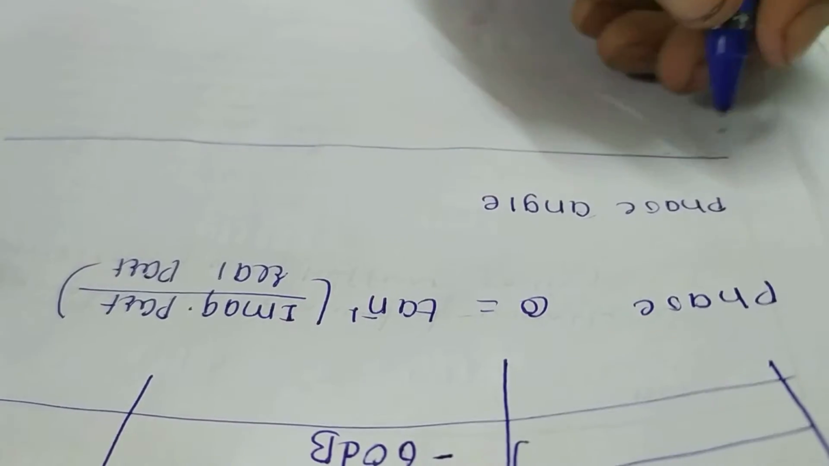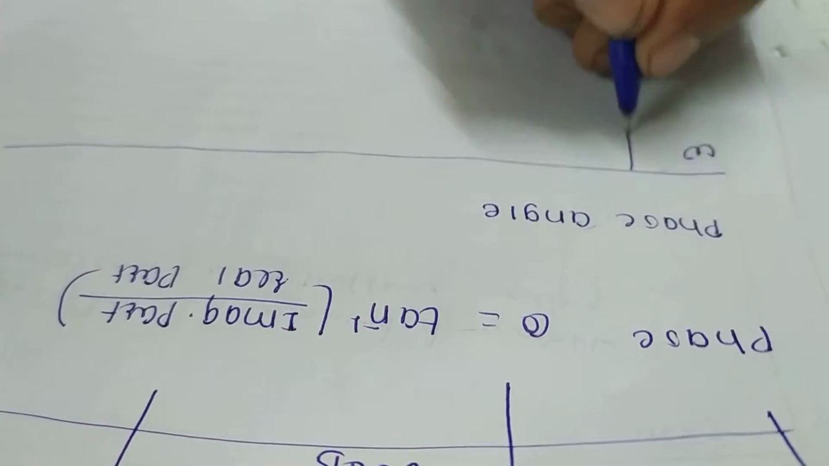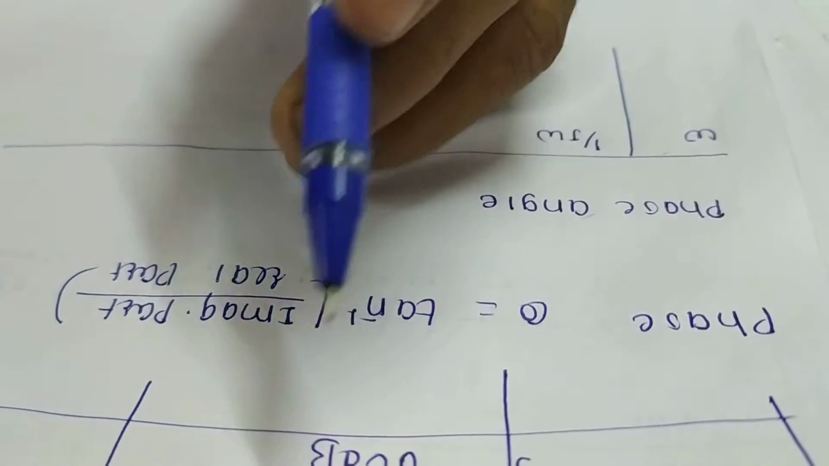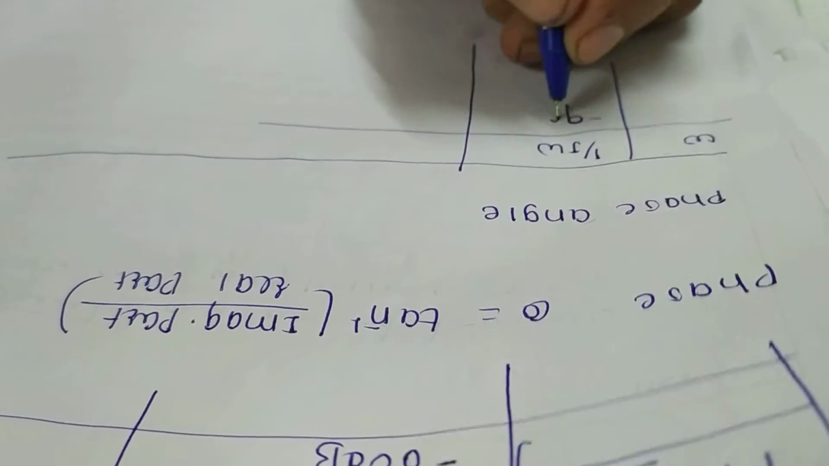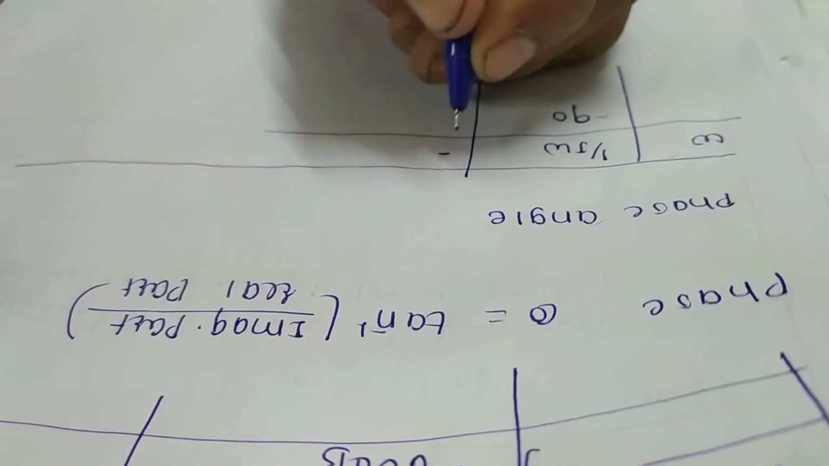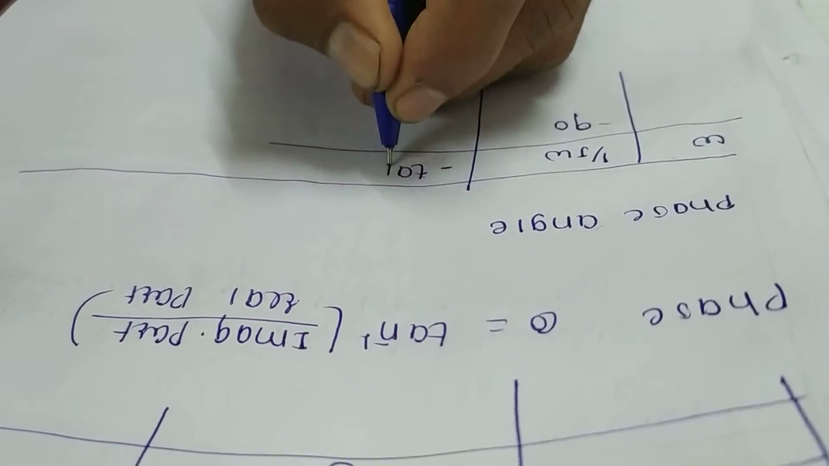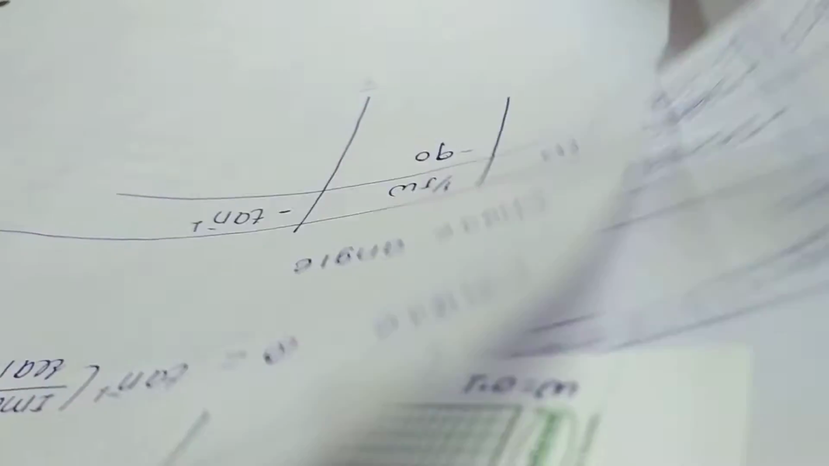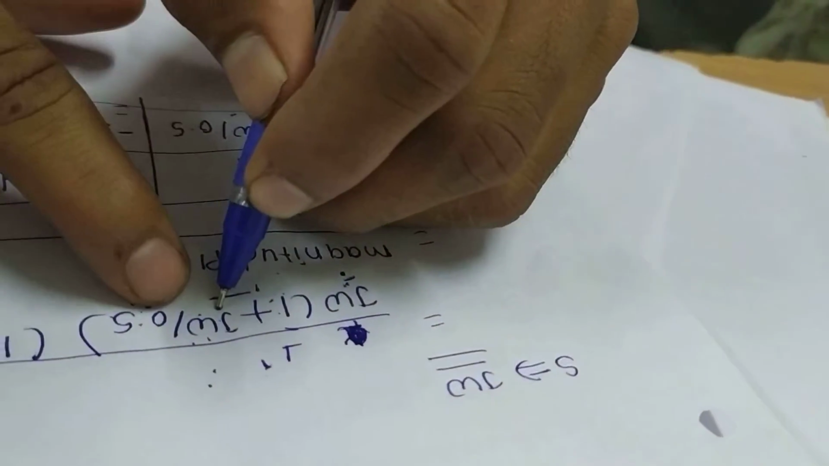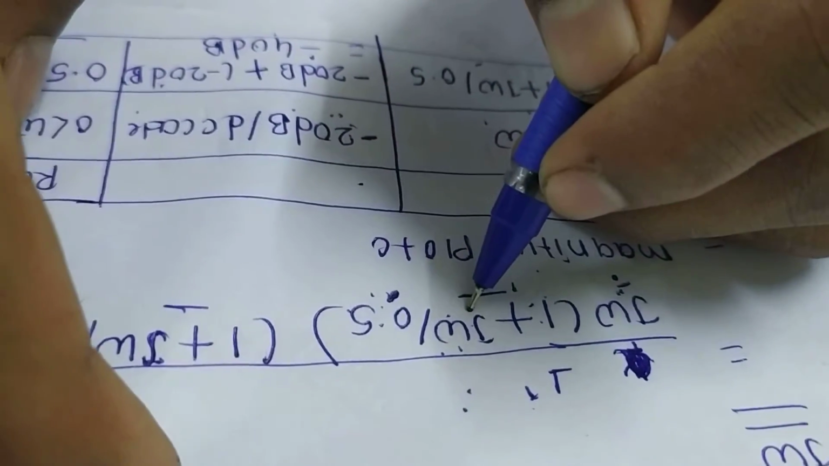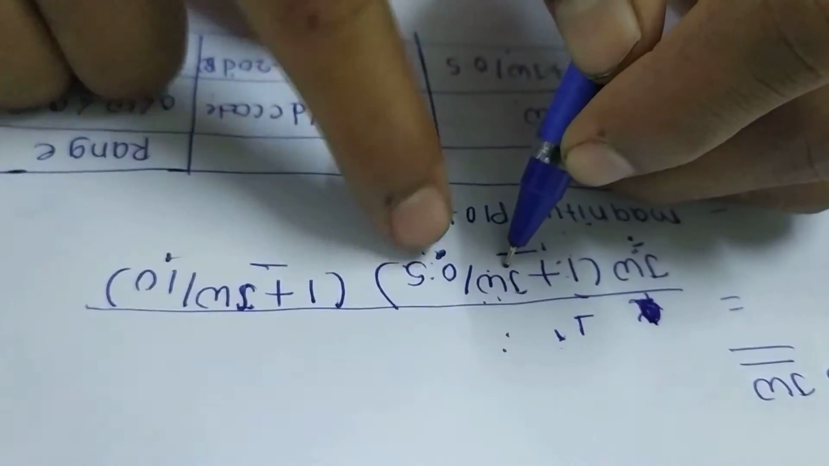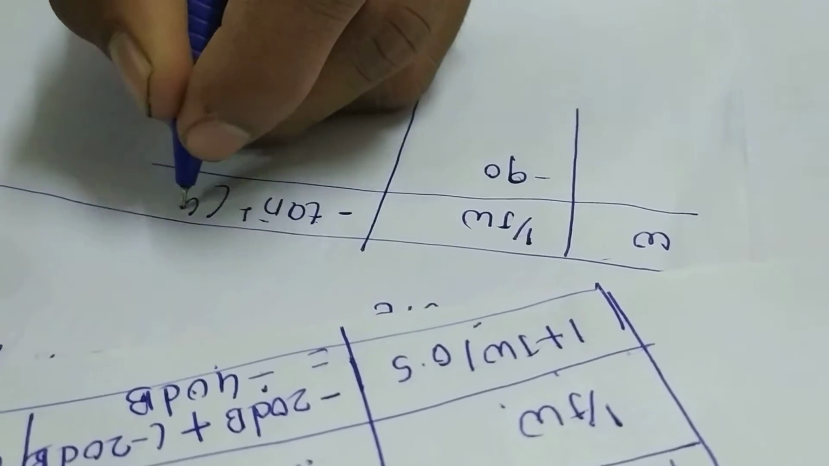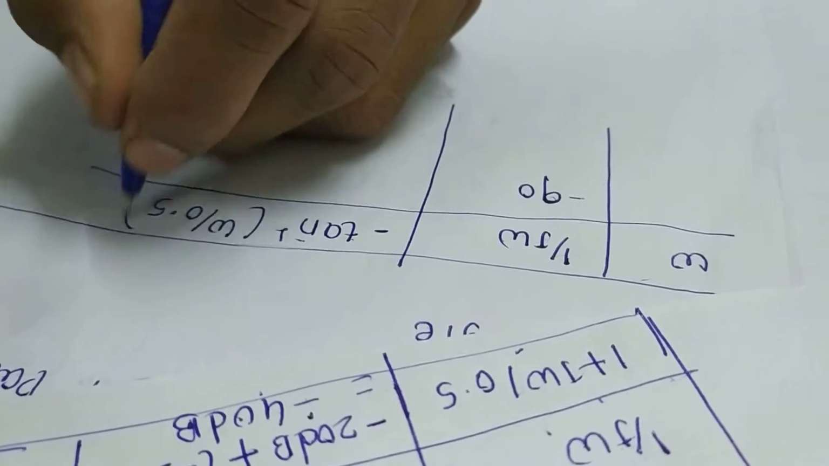For the phase angle, first of all we have to take the value of omega. Then 1 upon j omega means one pole is present at the origin, the value is 0, so the resultant is minus 90 degrees. Then the second pole is 1 upon, so minus tan inverse of. Why minus tan inverse? Because the term is in the denominator, not in the numerator. If the term is present in the numerator, we take the plus value. But it is a pole, that's why it is minus tan inverse of omega by 0.5. This is my first value.